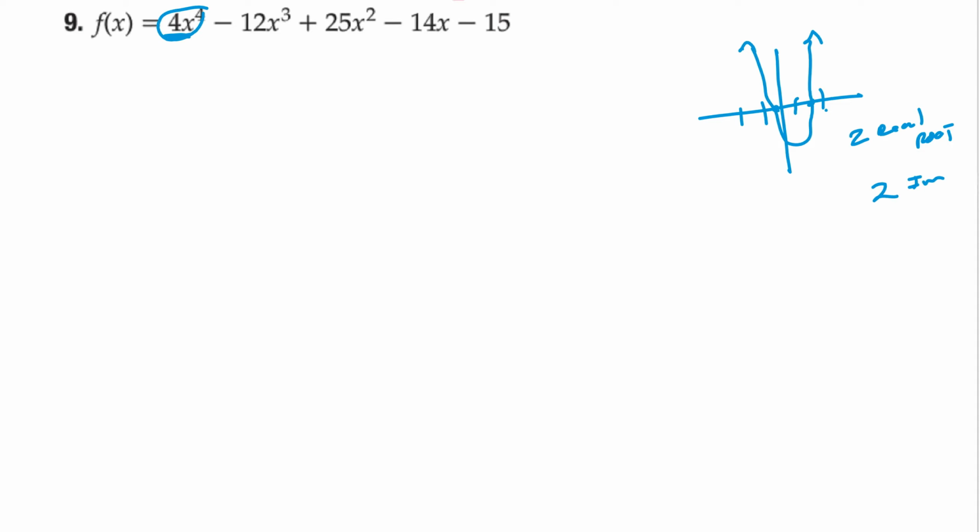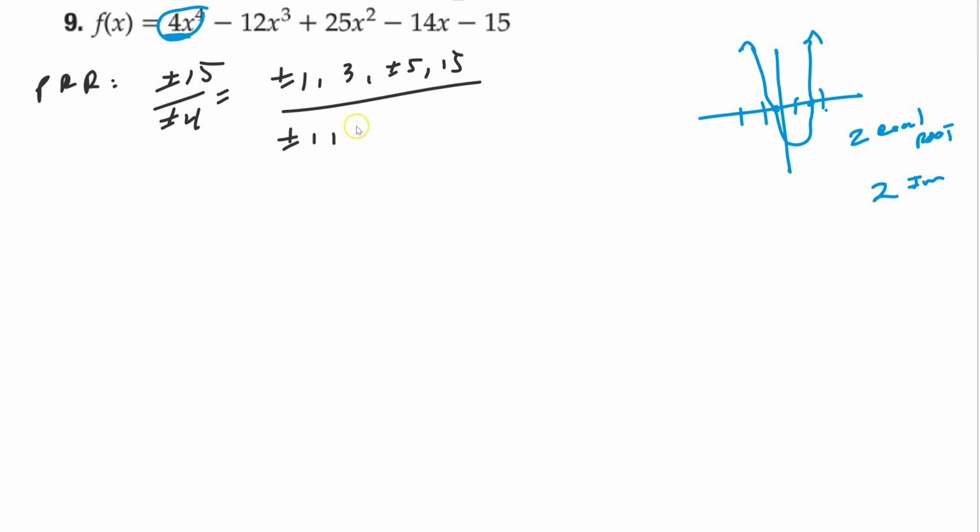So anyway, they don't cross nicely. I gotta list all my possible rational roots, the ones that might work. So last word first, plus or minus 15 over plus or minus 4. Factors of 15 are 1, 3, 5, and 15. Factors of 4 are 1, 2, and 4. All the combinations: 1 over 1, 1 over 2, 1 over 4.